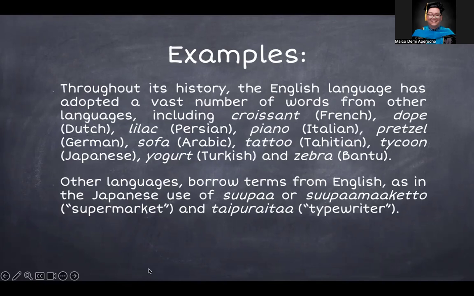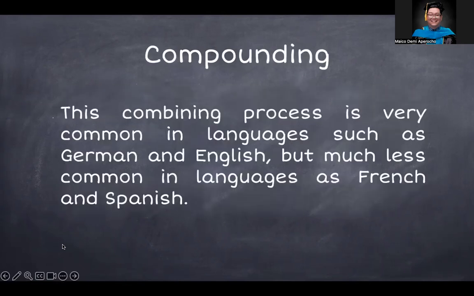Other languages borrow terms from English, as in the Japanese use of supa or supermarketo for supermarket, and taipuraita for typewriter. So we can see here how linguistic innovation has been embedded already into the system of morphological processes. From a certain language, we borrow a certain word and then incorporate it into our own languages, or into the English language, as if they were originally part of such a language.